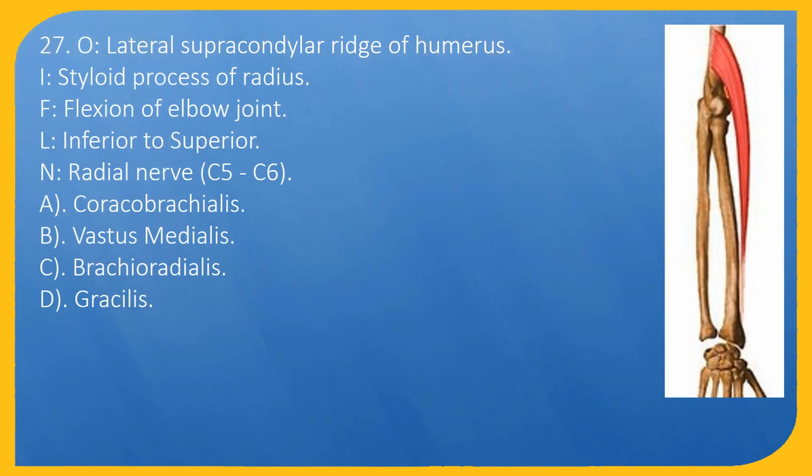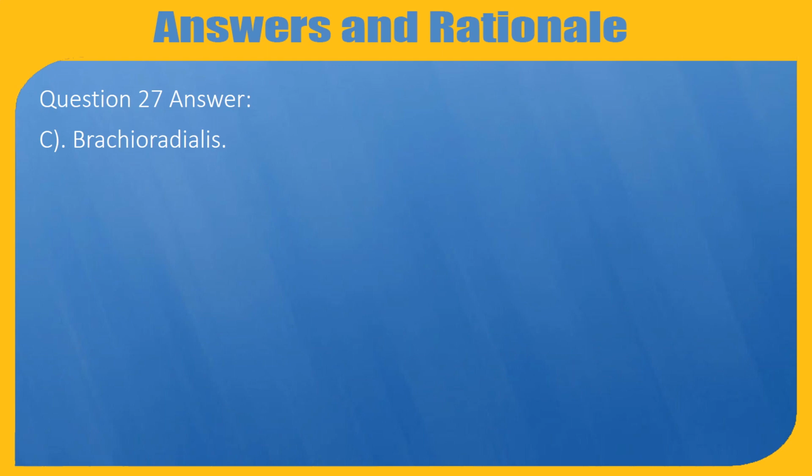Question 27. O: lateral supracondylar ridge of humerus. I: styloid process of radius. F: flexion of elbow joint. L: inferior to superior. N: radial nerve, C5, C6. A. Coracobrachialis. B. Vastus Medialis. C. Brachioradialis. D. Gracilis. Question 27. Answer C. Brachioradialis.